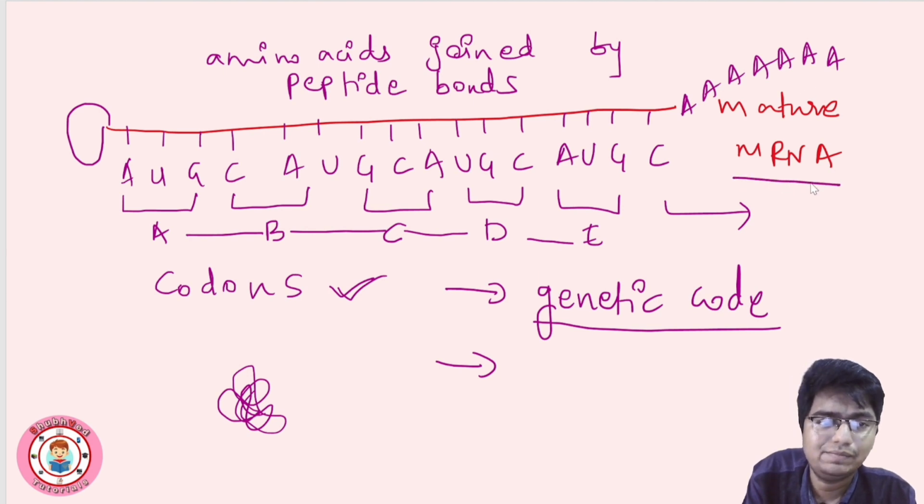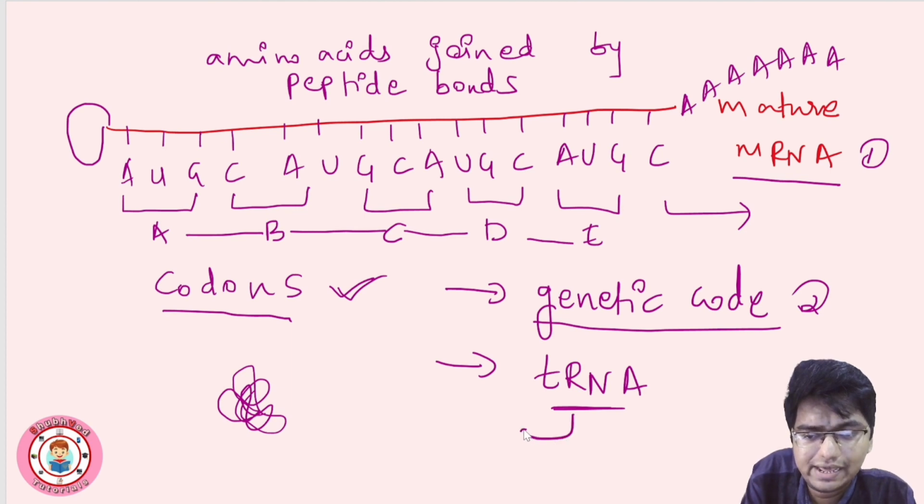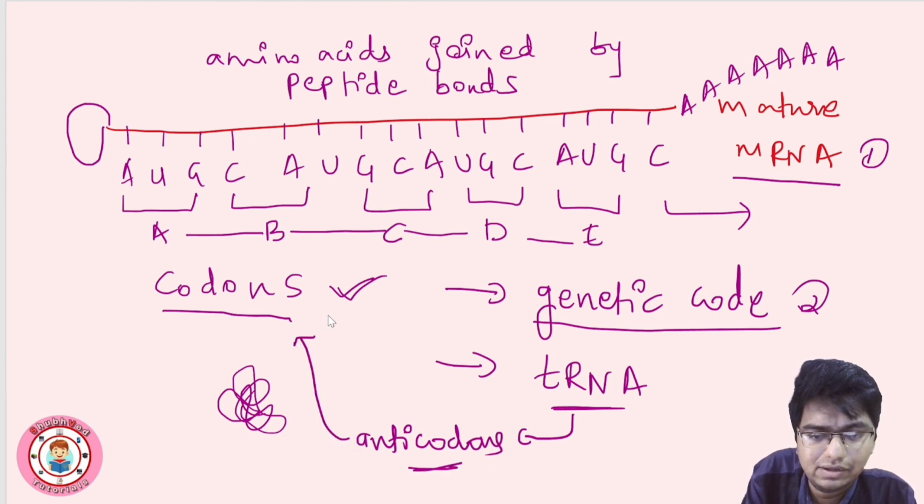What all do we need in protein synthesis? Ingredients, basically. So mRNA, genetic code. Now the next thing, amino acids: who will bring them? tRNA. tRNA is specific for this codon. tRNA has anticodons which will bind with this codon, complementary binding.